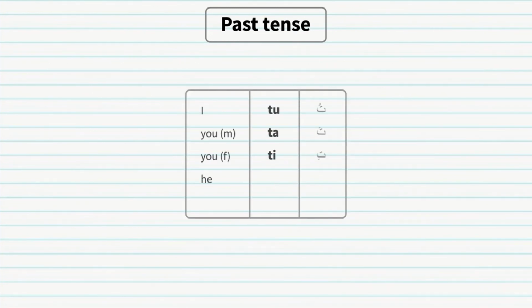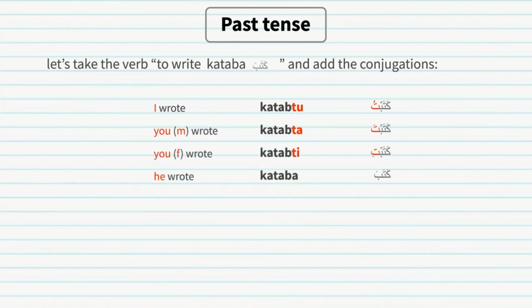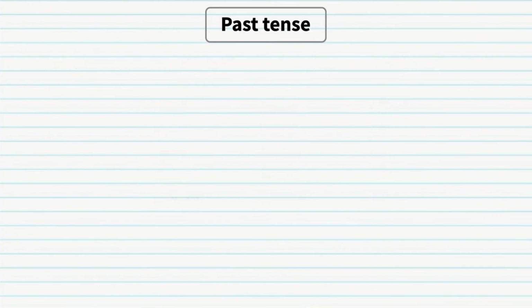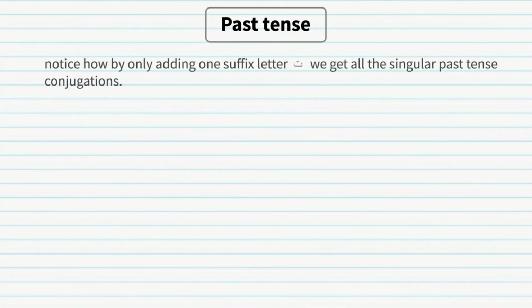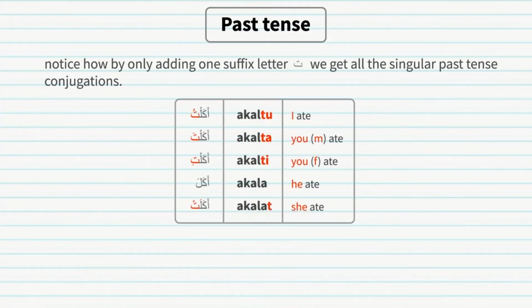Again, we will only focus on the singular form. For the sake of simplicity and making this video short, we will still focus on the singular conjugation. كتبت, كتبت, كتبتي, كتب, كتبت. Notice how by only adding one suffix, we get all the singular past tense conjugations. Another example. أكلت, أكلت, أكلتي, أكل, أكلت.